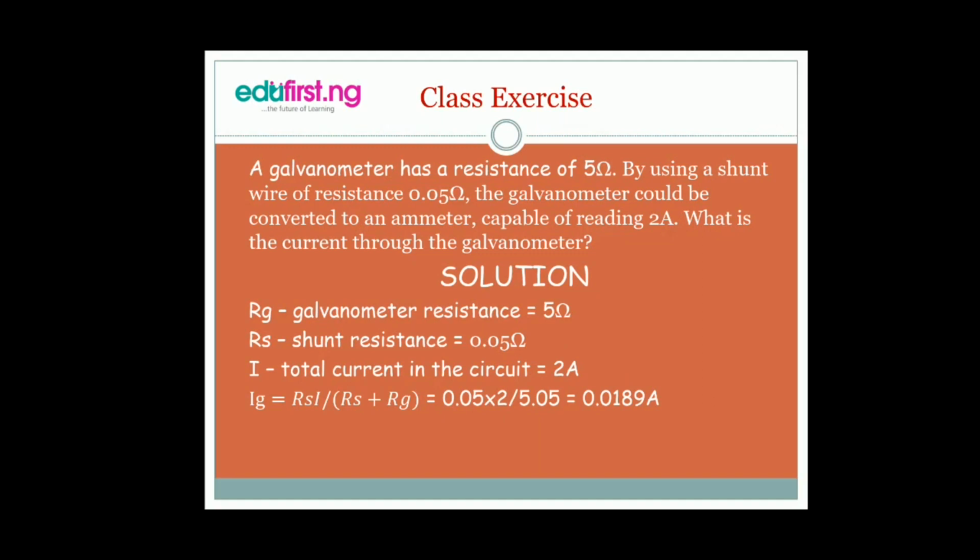From the question, we are given galvanometer resistance to be 5 ohm, shunt resistance to be 0.05 ohm. Total current in the circuit was also given to be 2 ampere. From the former mathematical expression of shunt resistance, we can make Ig, galvanometer current, the subject of the formula to become Rs I divided by Rs plus Rg. And that gives us 0.05 times 2 divided by 5.05. And that gives us 0.0189 ampere as the value of galvanometer current.